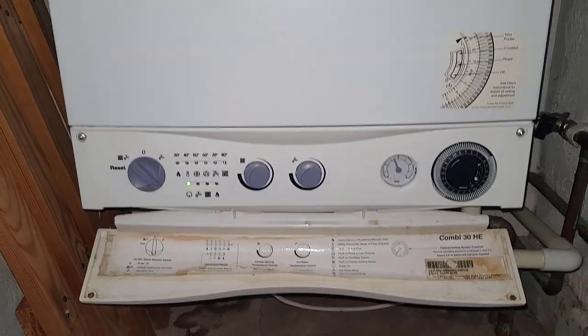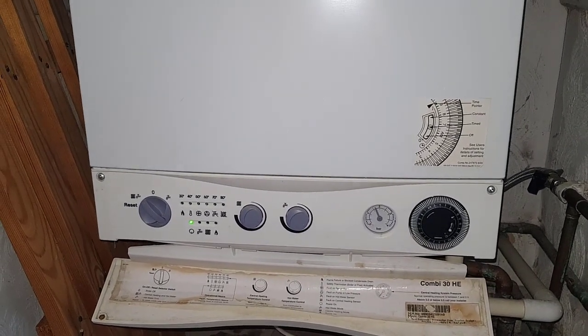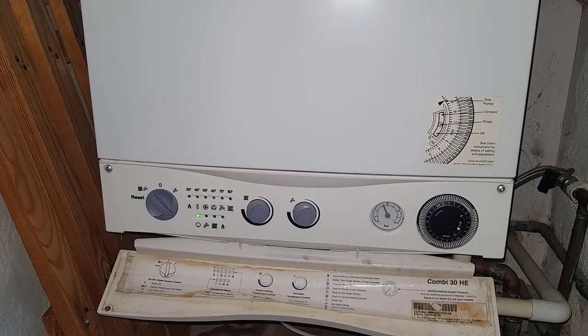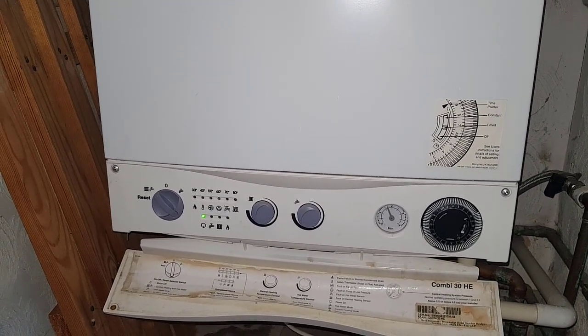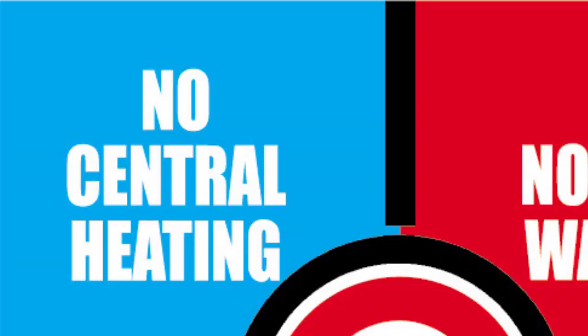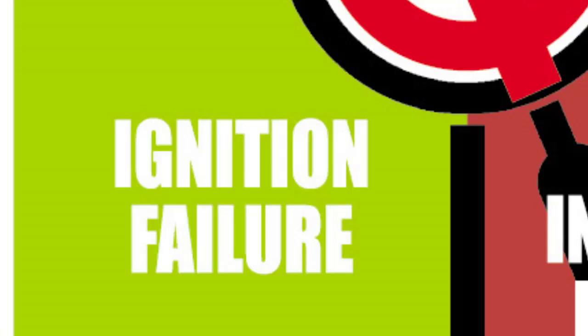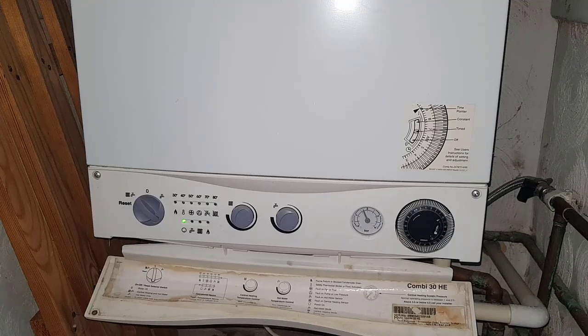So now we're going to go back to our fault analysis quadrant. So now I've got Tom who's going to go through the 4 areas of the quadrant, the main topics. So Tom, just tell them what they are. First one is no central heating. Second one is no hot water. Third one is ignition failure, and the fourth one is losing or increasing pressure.